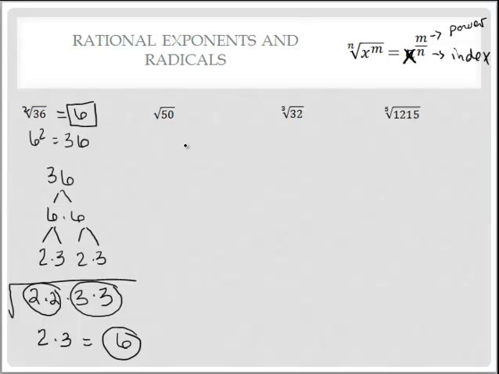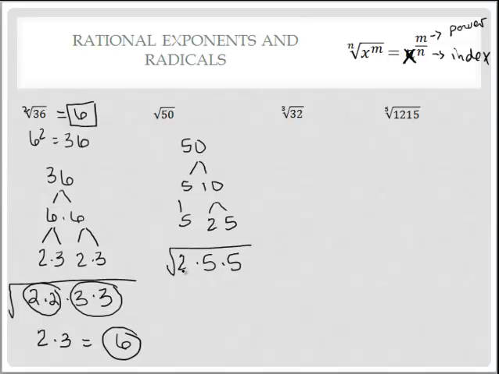Isn't that interesting? Let's try that with this 50 over here. 50. We can say that's 5 times 10. 5 is prime, but 10 can be 2 times 5. So we get 2 times 5 times 5. That's all under a square root. 2 doesn't have a partner, but 5 does. So in this group, a 5 gets to make it on the outside, but the 2 has to stay in prison. So the simplified version of the square root of 50 is 5 square roots of 2.